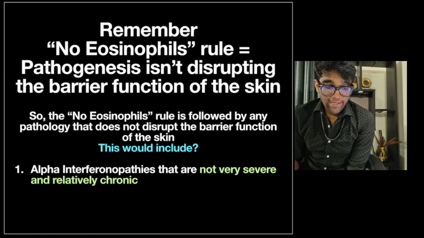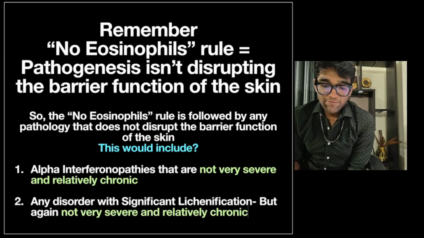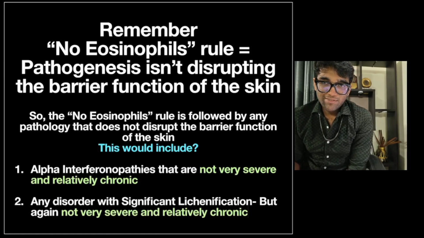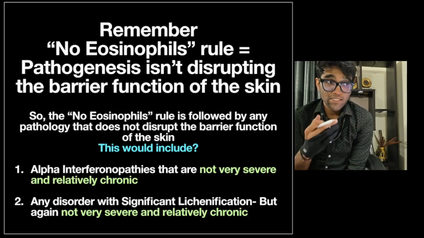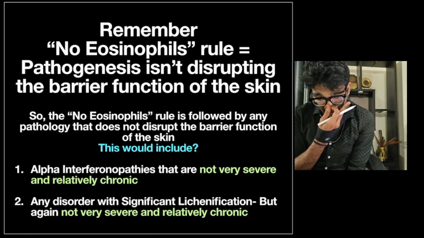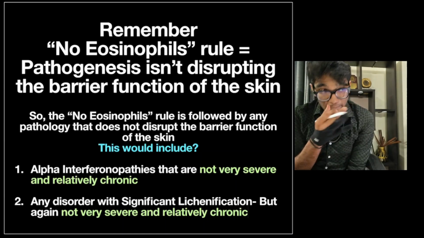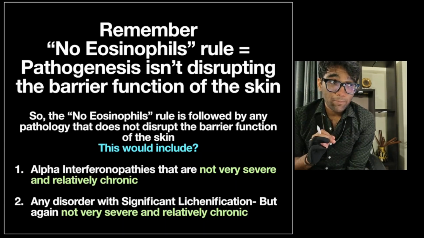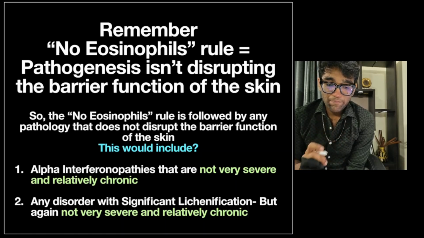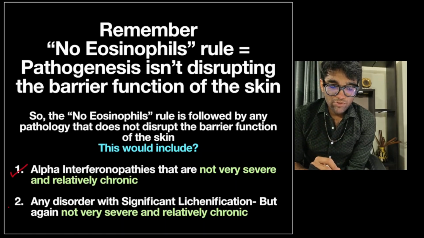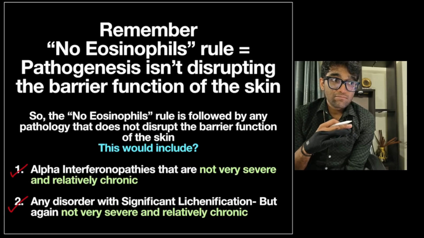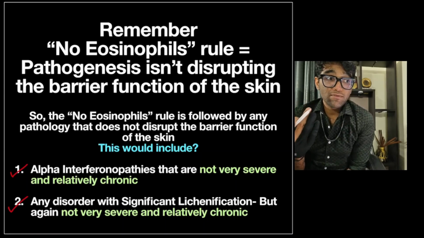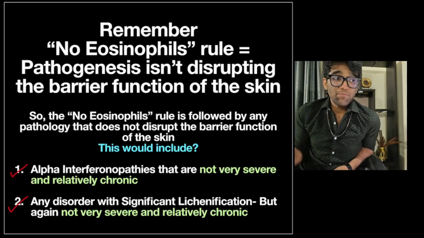The second type of pathology that might present like this is any disorder which has significant lichenification. Because lichenification by definition is an exaggerated thickening and differentiation of epidermal cells, and again this depends, there should not be much of an inflammatory component in this process. Okay, so these are the two broad types of disorders in which the barrier function of the skin is preserved in spite of such an inflammatory skin process happening.